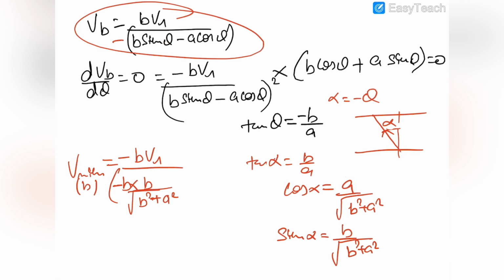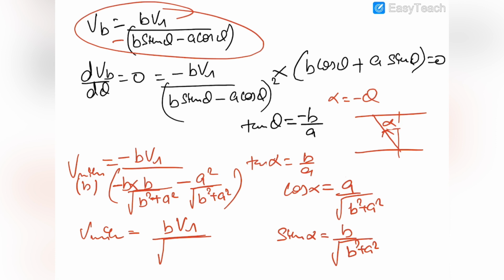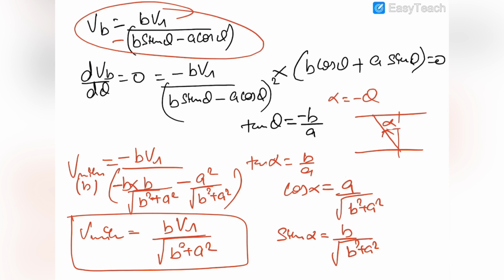So sin theta would be negative and cos theta would be positive. So this is A square upon under root B square plus A square. So V minimum will be equal to B V R upon under root of B square plus A square. So this is the minimum velocity with which he should move, and the angle should be this one, alpha. Okay, so if we measure this angle with the direction of flow, then it should be 90 plus alpha, where alpha is tan inverse B by A.